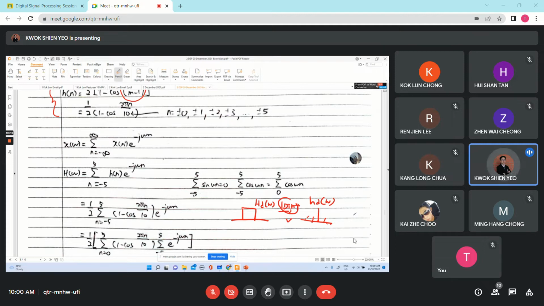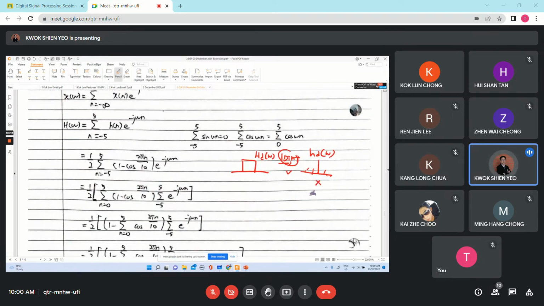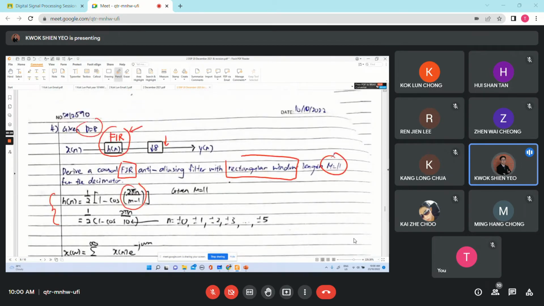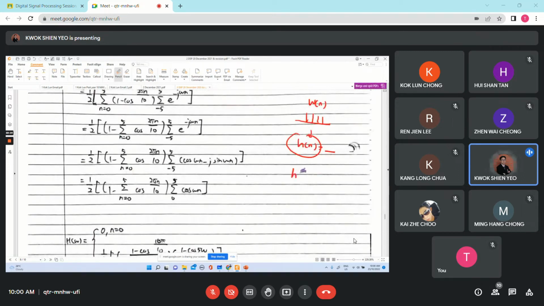Then after you do this, you have to multiply it with your window, right? You multiply it with a rectangular window. Then you get your h(n), and this is the answer already. Because here you say M equals 11, you need to list out what is h(0), what is h(1) and h(-1), h(2), h(-2), they are the same value, and so on until h(5) and h(-5), they are the same value.